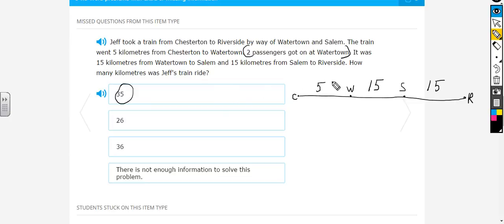So the tricky part, the maths part of it wasn't tricky. The tricky part was visualizing what's going on and deciding which bits of information were important and what you needed to do with them. Okay, I hope that helps.